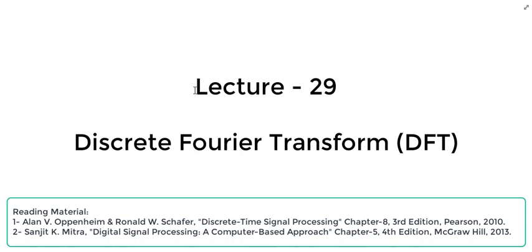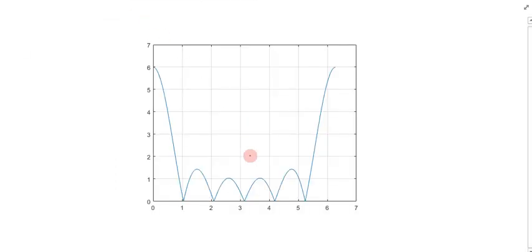Before starting today's topic, I want to ask a question from you. Let's suppose we have a Fourier transform of a signal h of e raised to power j omega, which is depicted here. My question is, if you want to save it in your computer, how much memory will you require?